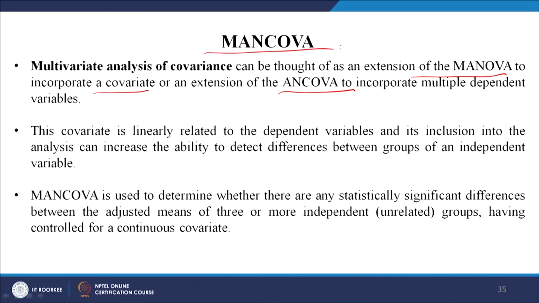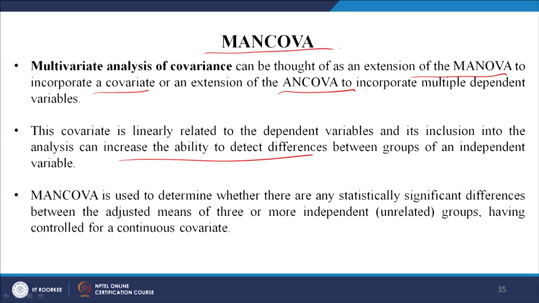So, this study now is the clear case of MANCOVA. The covariate is linearly related to the dependent variables. We said earlier also, there should be some correlation between the dependent variable and the covariate, and its inclusion into the analysis increases the ability to detect the differences between groups of an independent variable.